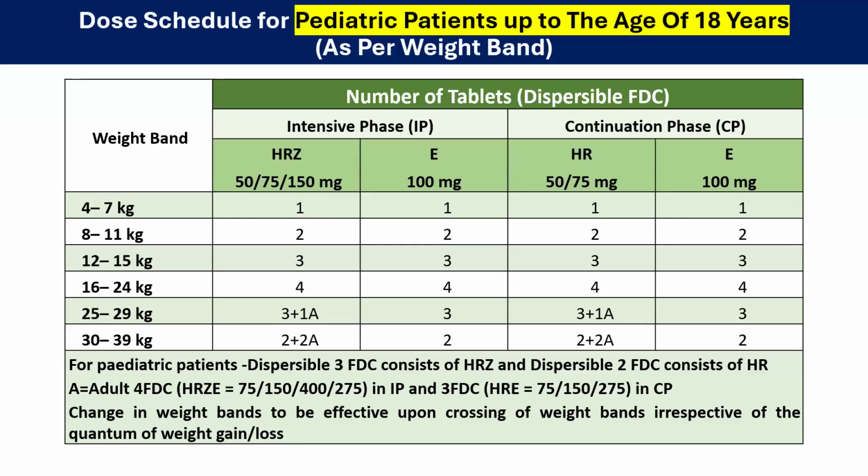This is for the intensive phase, and for the continuation phase, as we said, it has to be again rifampicin 75 mg and isoniazid 50 mg as an FDC, and ethambutol 100 mg again has to be given separately. Unlike the adult FDC, ethambutol is not part of the pediatric FDC, and it has to be given separately. This is an important point for the officers to remember when we talk about procuring the drugs for pediatric patients.